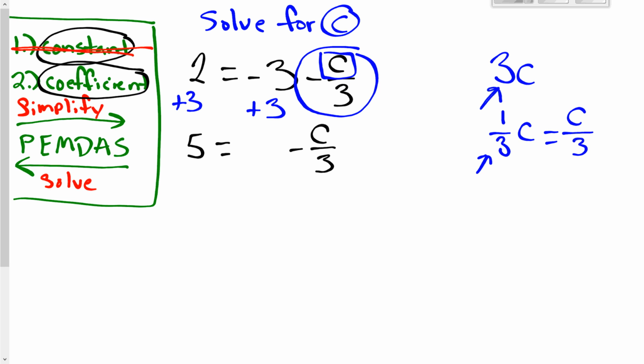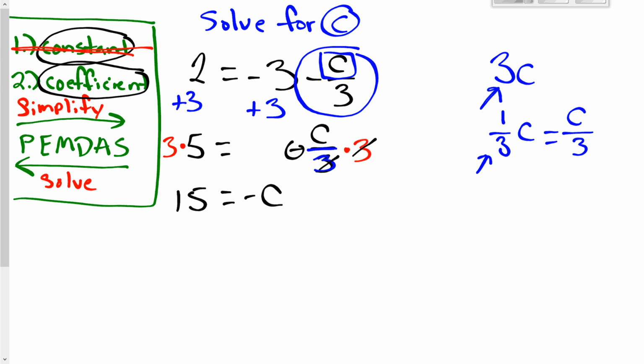So the question is still, how do we get rid of this negative sign, and how do we get rid of this divide by 3? Well, we can start easy with this. What's the opposite of divide? Multiply. So we're going to multiply both sides by 3. 3 times 5 is 15. And these 3's will cancel out. And that leaves me with a negative c.